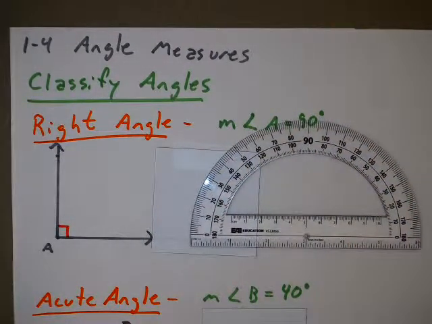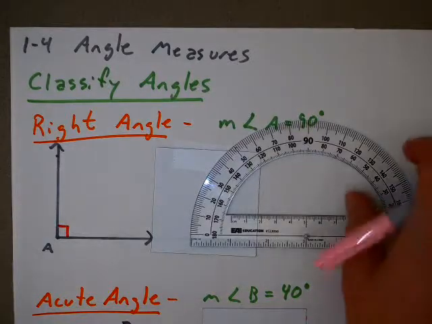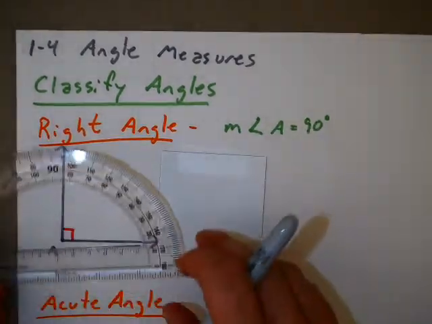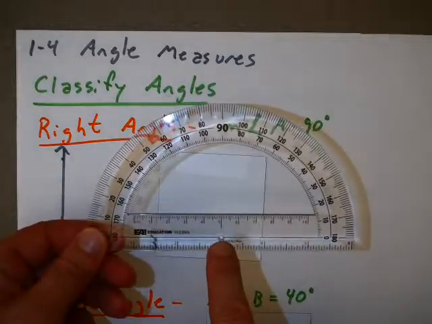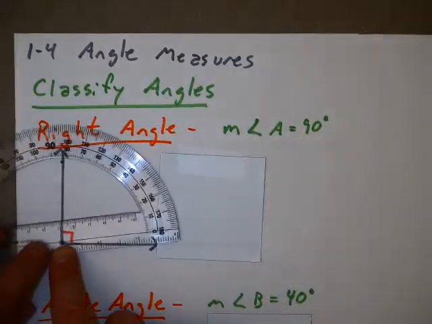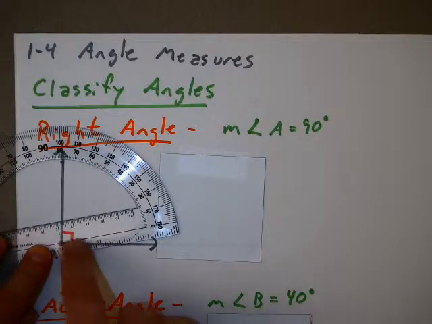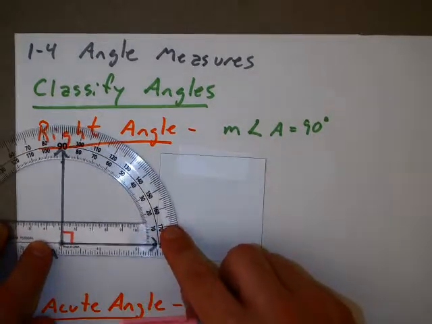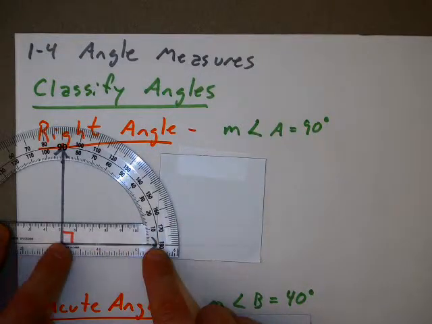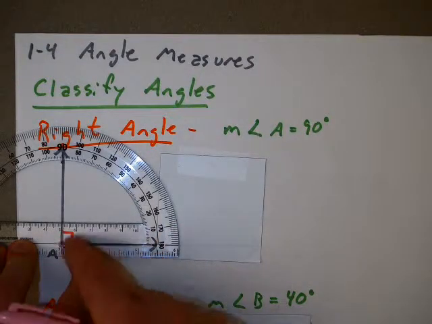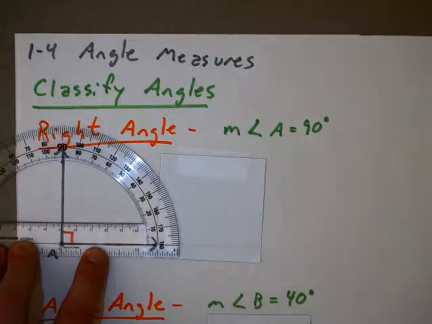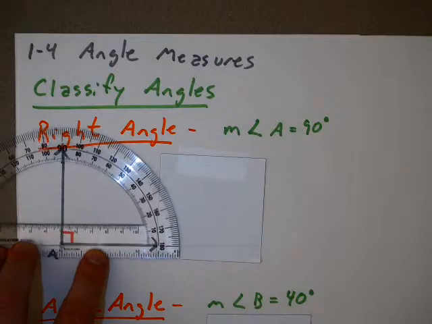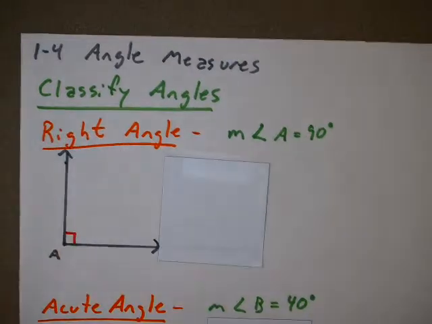So let's take a look at this right angle. It's already been measured for us, but I'm going to just do a demonstration. I'm going to take the hole and put it right over the vertex. Okay, and now I'm going to line this line up right with this side. Since I'm using this side, I'm going to use the bottom scale, and it tells me that this is at 90 degrees, which tells me that I am dealing with a right angle. So angle A equals 90 degrees.